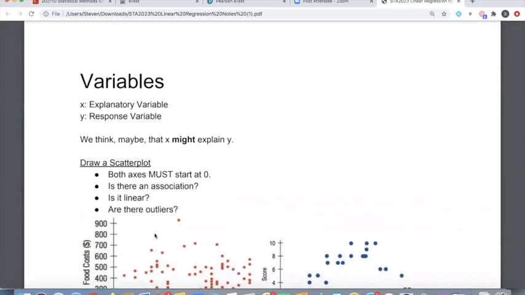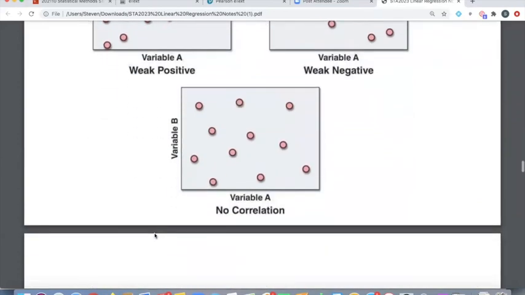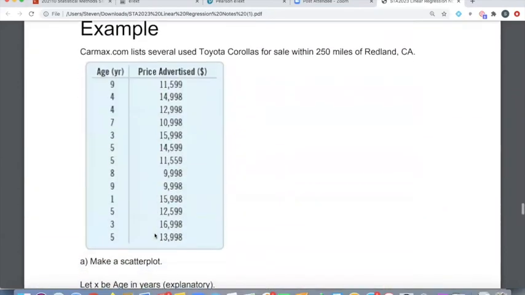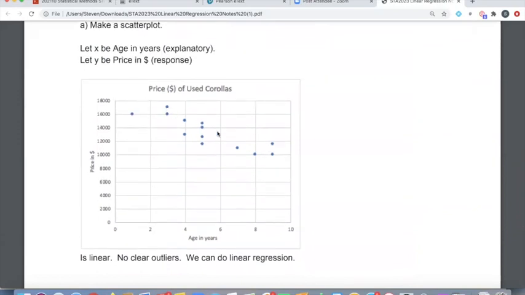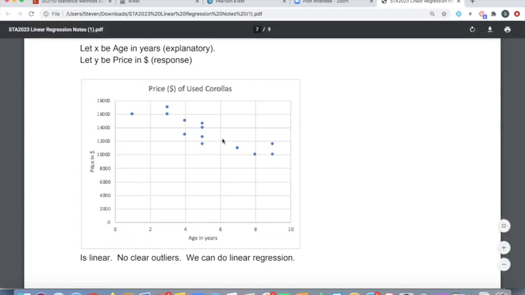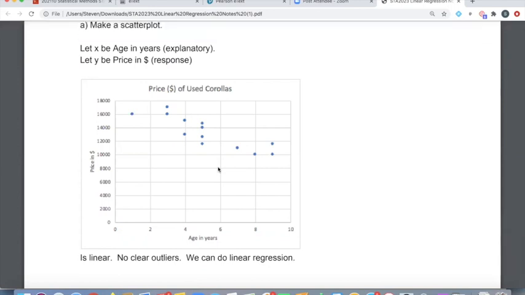Before we just start typing numbers into the calculator, we need to look and see, do we see a pattern? Is it linear? Are there outliers? So yeah, that looks like a nice linear pattern to me. Looks like it's going down. I would say we have some kind of strong negative correlation there. As age is increasing, prices are going down. I don't see any clear outliers. I don't have a data point way over here. Looks good. We're allowed to move on. If we don't like this picture, we stop and we just move on to the next problem.